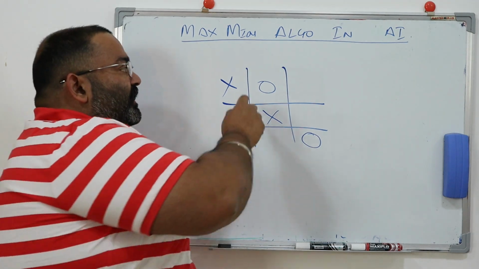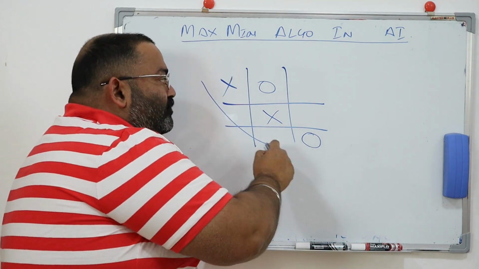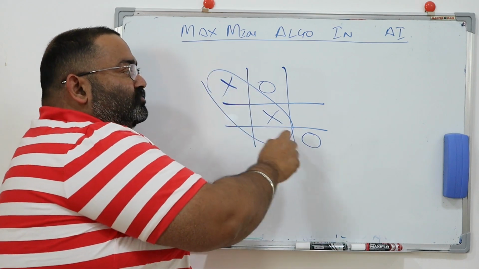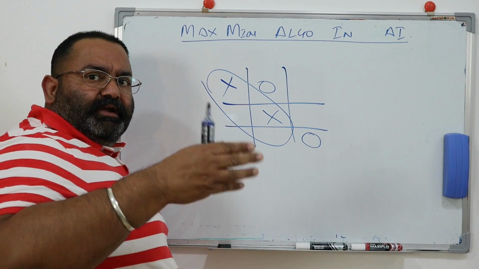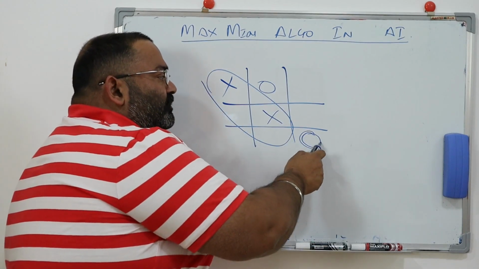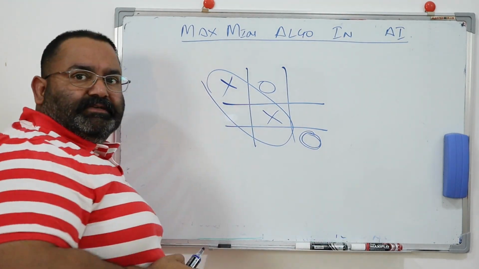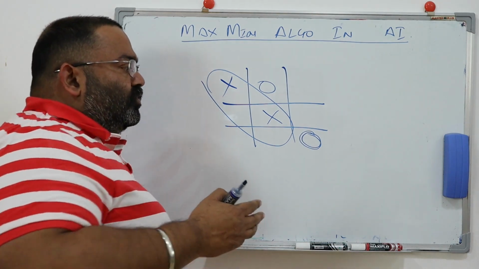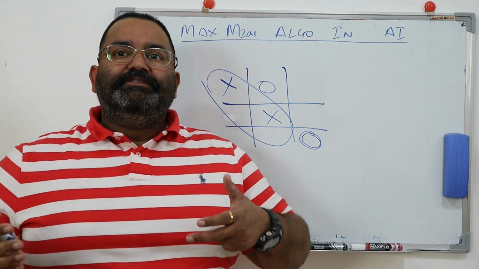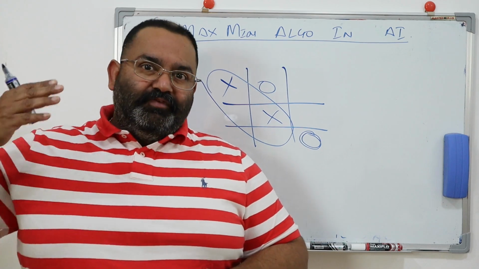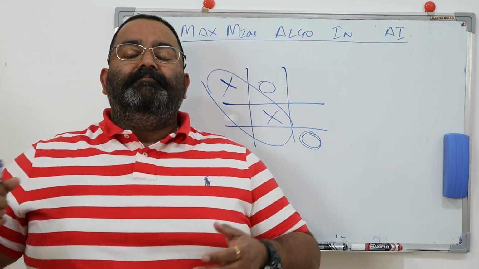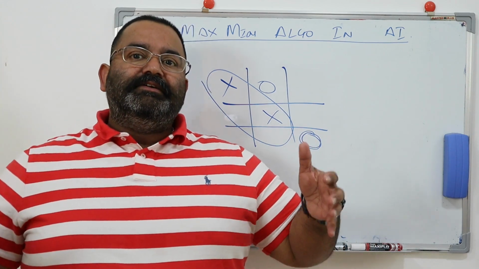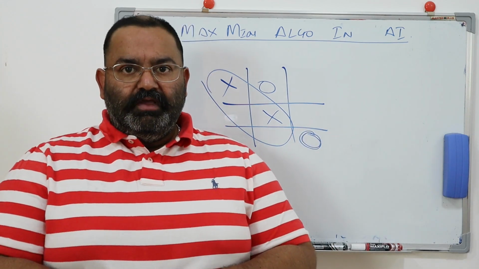So what is he doing? Max tried to maximize his chances of winning, so he needed one more cross and he would have won this game. But on the other hand, Min put his O over here and minimized Max's chances. So what is this? This is called the Minimax algo, where one player is trying to maximize the chances of winning and the other is trying to minimize them.